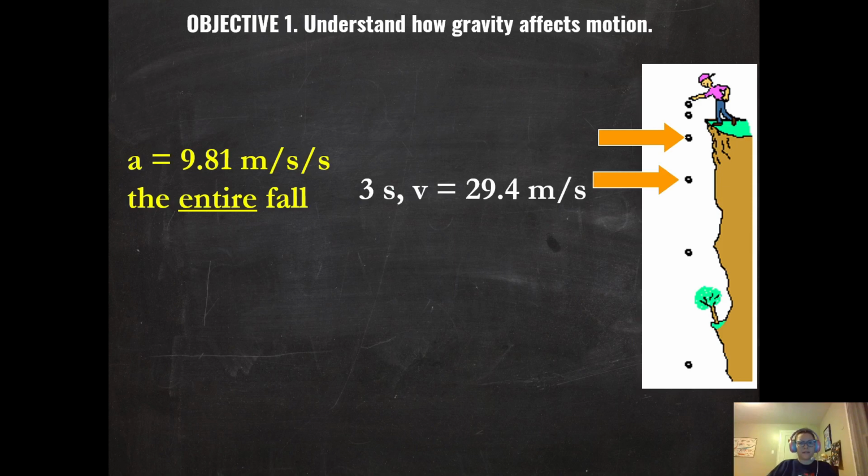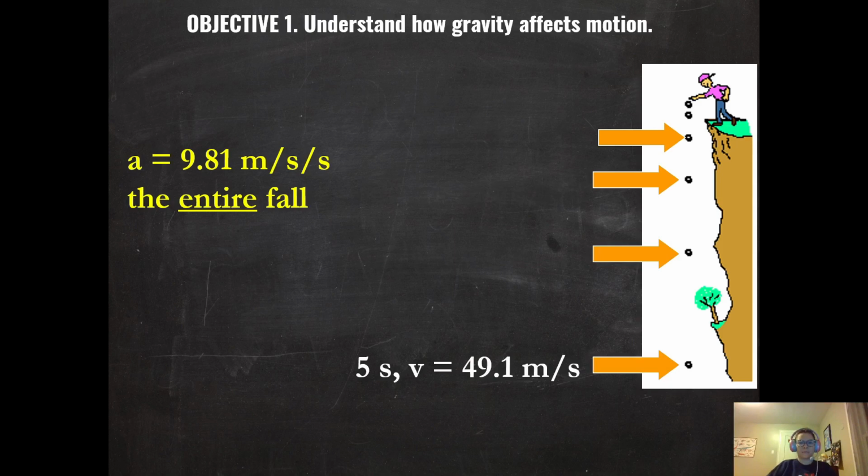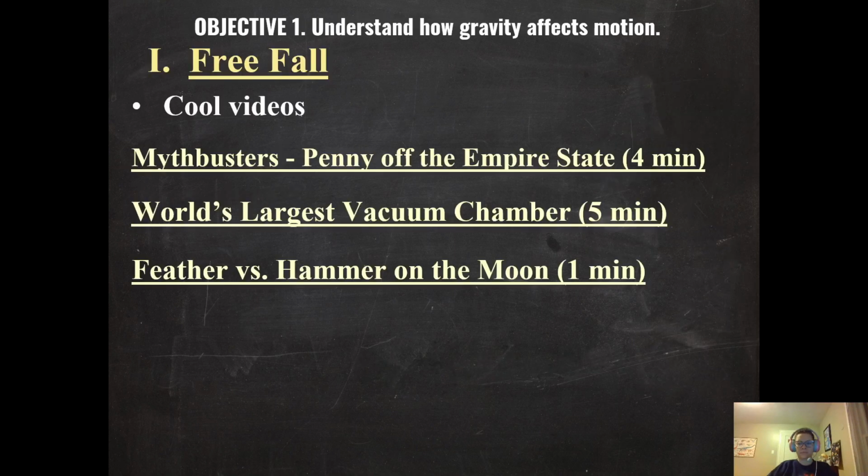At 3 seconds, velocity will equal 29.4 meters per second. At 4 seconds, velocity will equal 39.2 meters per second. And then at 5 seconds, velocity will equal 49.1 meters per second. Did you see a pattern here? At this time, you can pause this video, go to your Google Classroom, and follow these links to see this phenomenon in action.